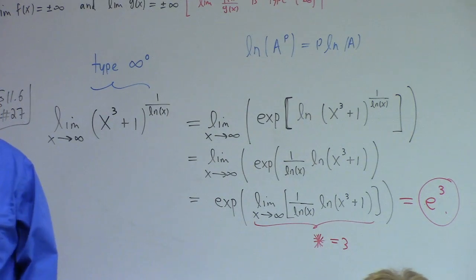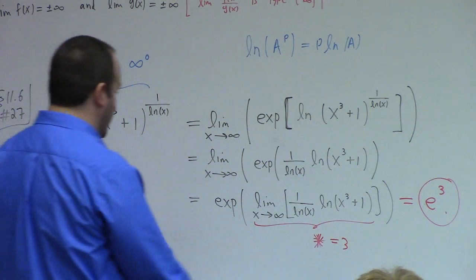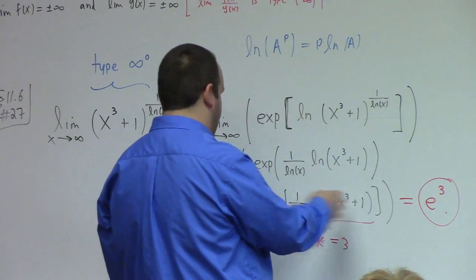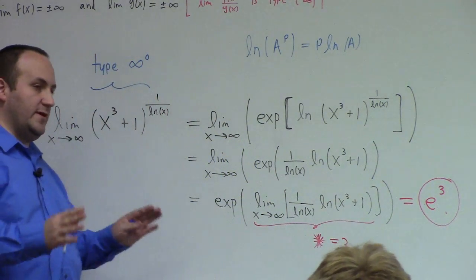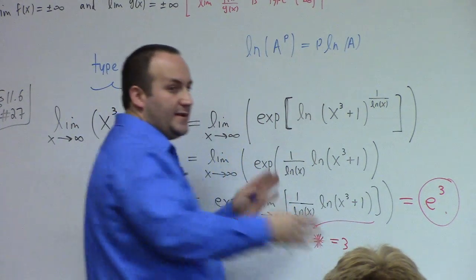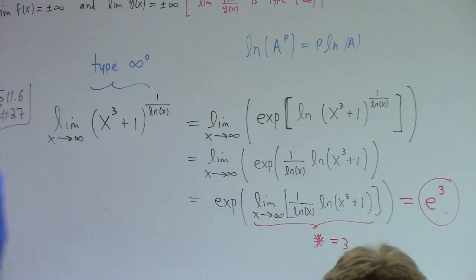So I've replaced the problem I have with an equivalent limit of something that doesn't involve a power. It just involves natural log of x cubed plus 1 divided by natural log of x. Right? I got to figure this out. At this point, I say, okay, I got to figure that out. I'm going to give it a name. I'm going to call it star. And then I'm going to go off and solve it separately. So that's what I do over here. Okay, so this is star.